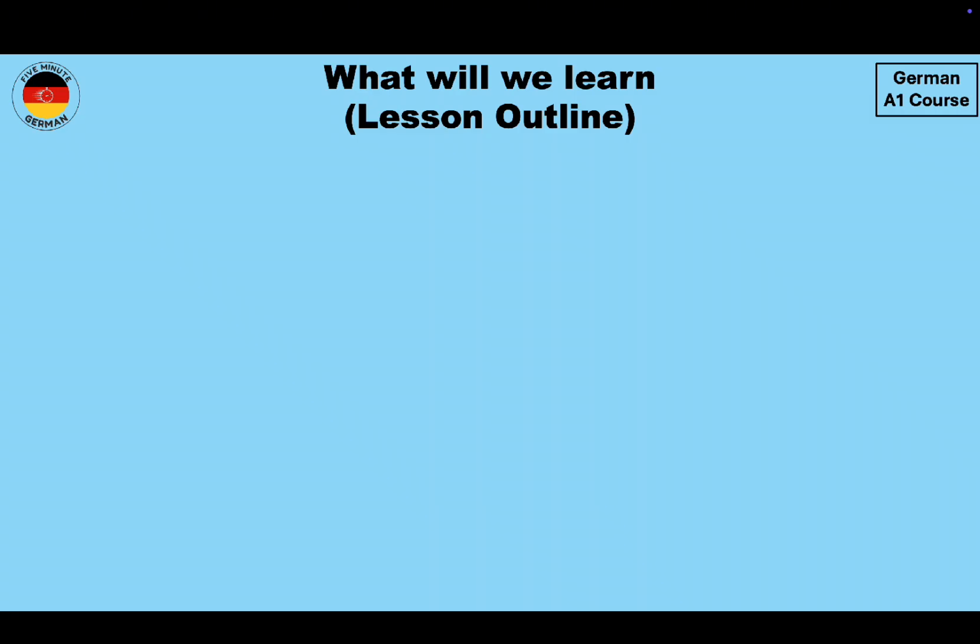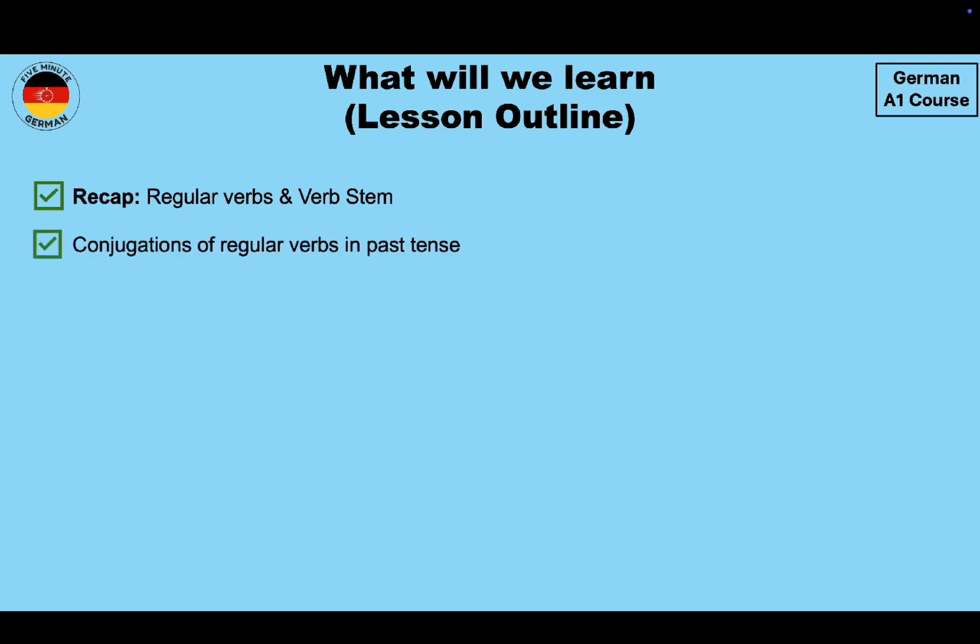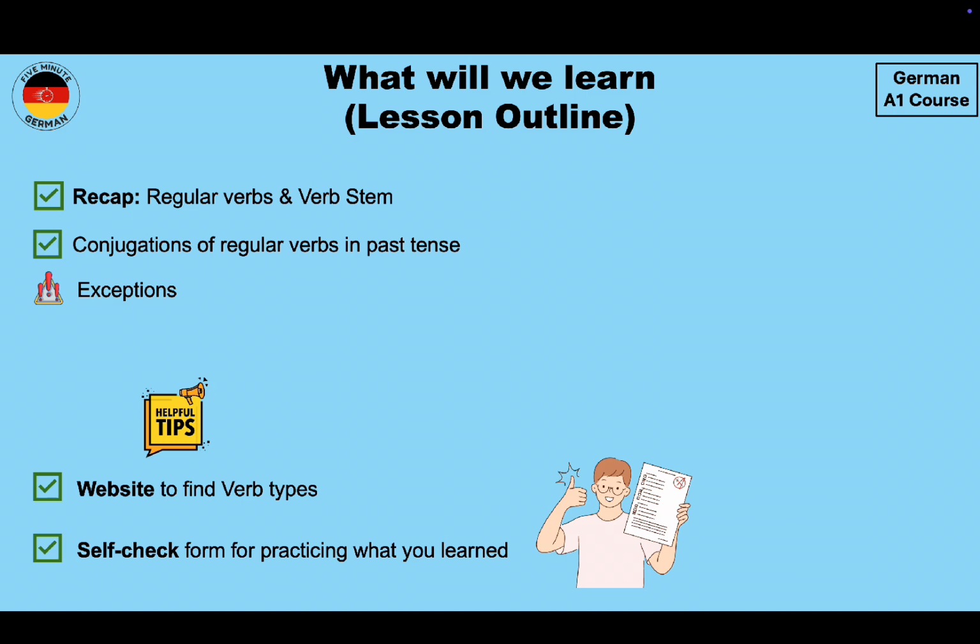So we will start the lesson by doing a short recap of what are regular verbs and how to find the verb stem. After that, I will tell you how you can do the conjugations of regular verbs in past tense. Then I will tell you some exceptions that are there when doing the conjugations. And in the helpful tips section, I will give you a website to find verb types. And at the end, you will get a self-check form for practicing what you have learned in this lesson.